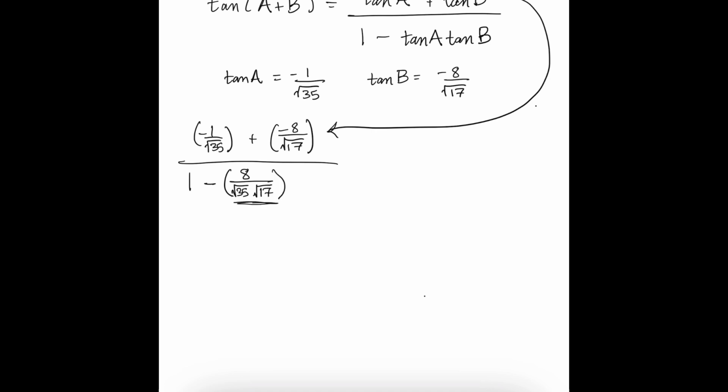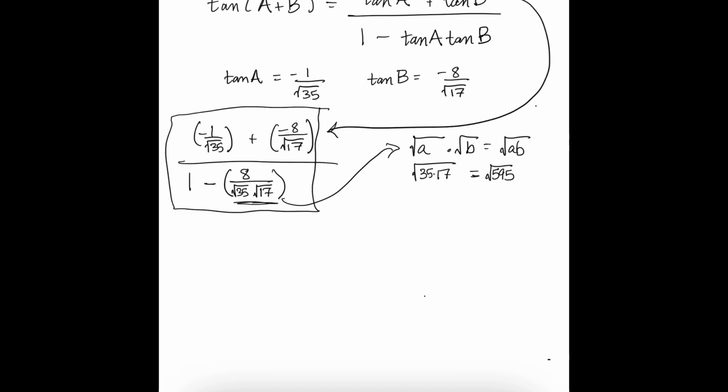And this value is going to come up again in the calculation, so I'll just do it off to the side here. So remember, the square root of A times the square root of B is equal to square root of A times B. So this is just the square root of 35 times 17, or 595. Okay, this whole thing here is called a complex fraction, because we have fractions inside of a fraction.